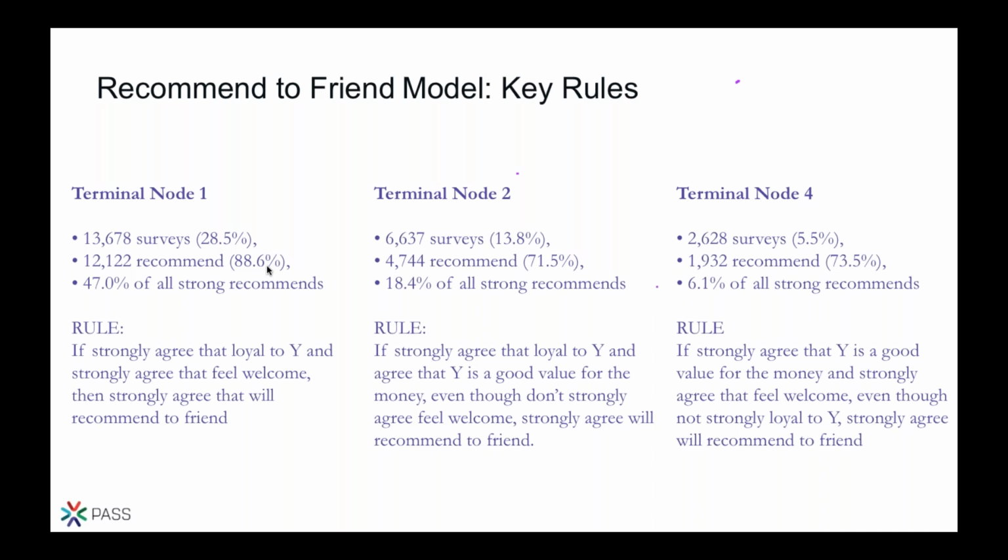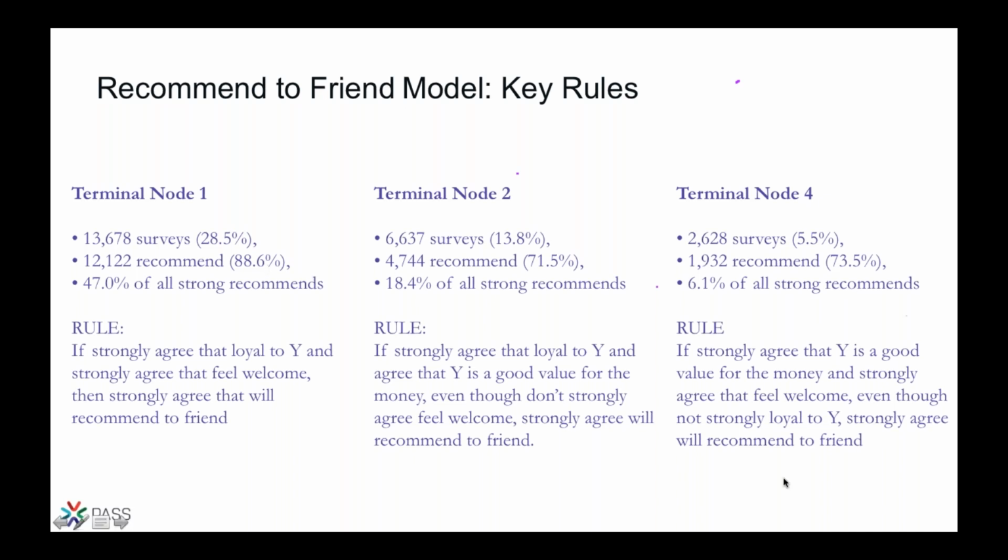That's phenomenal. So what do you do operationally? Again, if you have members who don't feel welcome, if you can flip them from a 2 to a 1 by training your staff better, you can flip how likely they are to recommend to a friend significantly. That's the operational way you can deal with this. So the terminal node 2: if you strongly agree that you're loyal to the Y and the Y is good value for the money, even though you don't strongly feel welcome, then you're likely to recommend to a friend. Again, that's 18.4%.